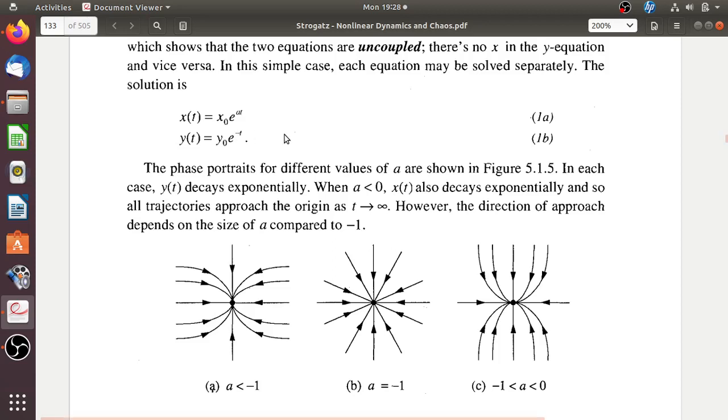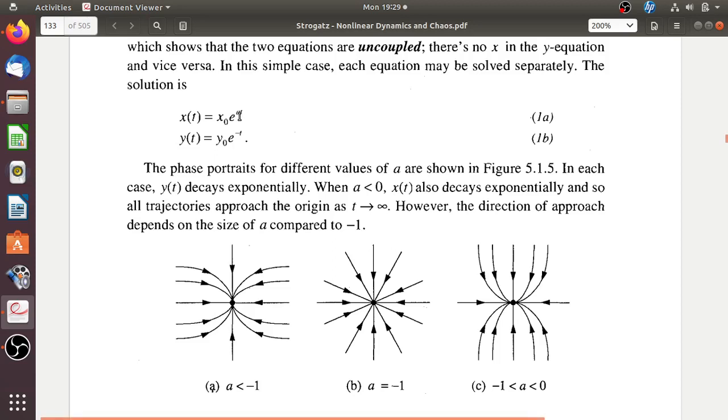What if A is exactly equal to -1? Then the rate of change of x as well as the rate of change of y are the same, diminishing at the same rate. If that's happening, then the phase portrait will look like this. Since this picture looks like a star, this particular point is also known as a star node.